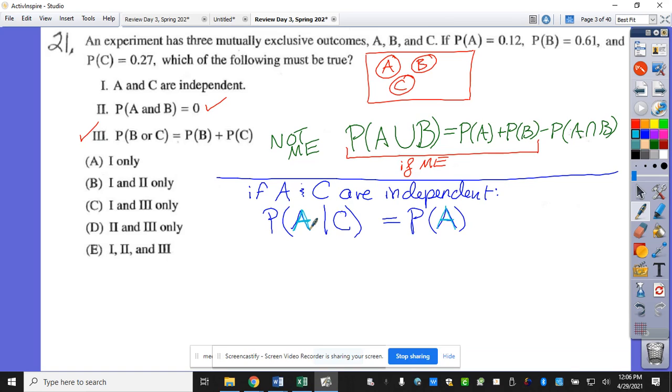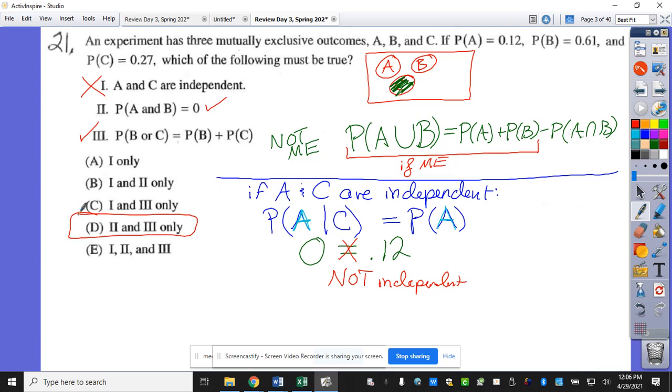Alright, so now let's go back and apply it to this problem. Probability of A given C. So given that I'm in this circle, what's the probability that I'm at A? Zero. What is the probability of A? 12. Not 0. So they're not independent. So our answer ends up being B.